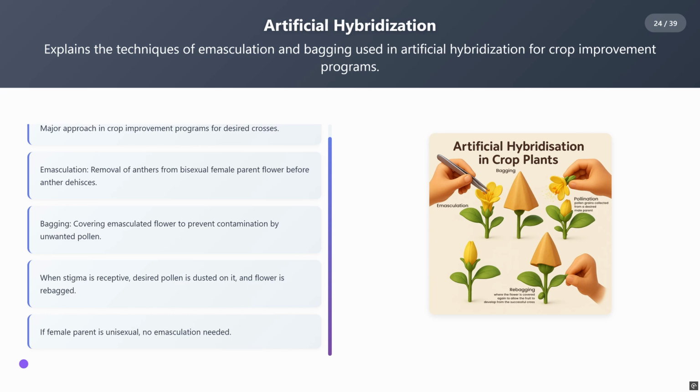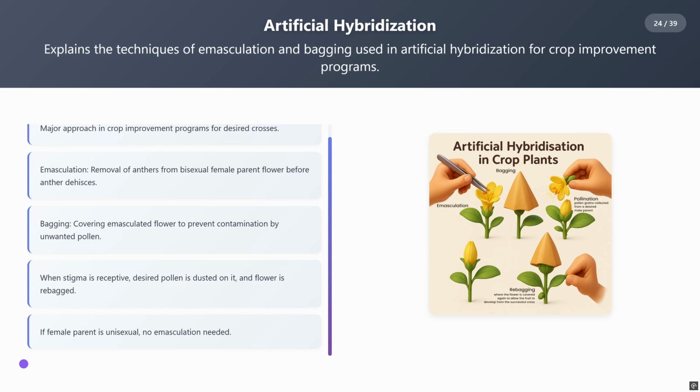Then the emasculated flower is immediately covered with a bag, usually made of butter paper or something similar, to prevent any unwanted stray pollen from landing on the stigma. This is bagging. Protecting it. Right. Then, when the stigma of this bagged flower becomes receptive, the breeder takes mature pollen grains that have been collected from the desired male parent plant and carefully dusts them onto the stigma.